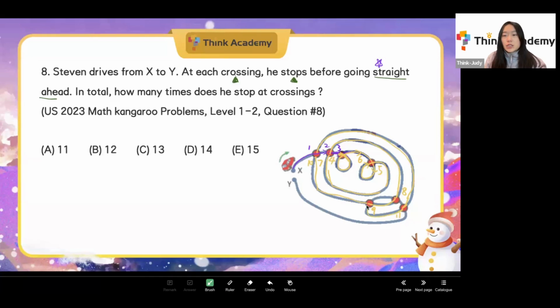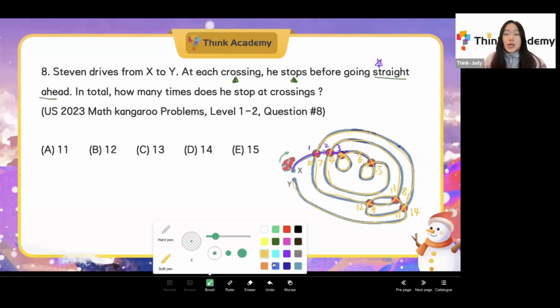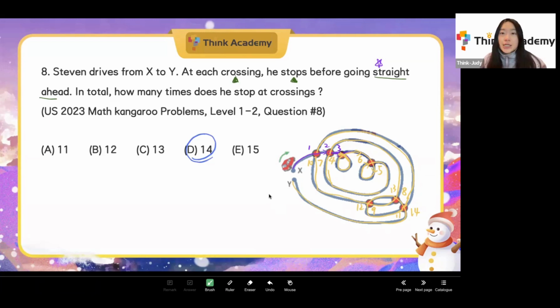Very good. I'm gonna stop here again, 12th, and straightforward, 13th, and finally, I find the way, go straight ahead, and cross the 14th crossing, stop here, and straightforward. So in total, I know how many times? Actually, we need 14 times.